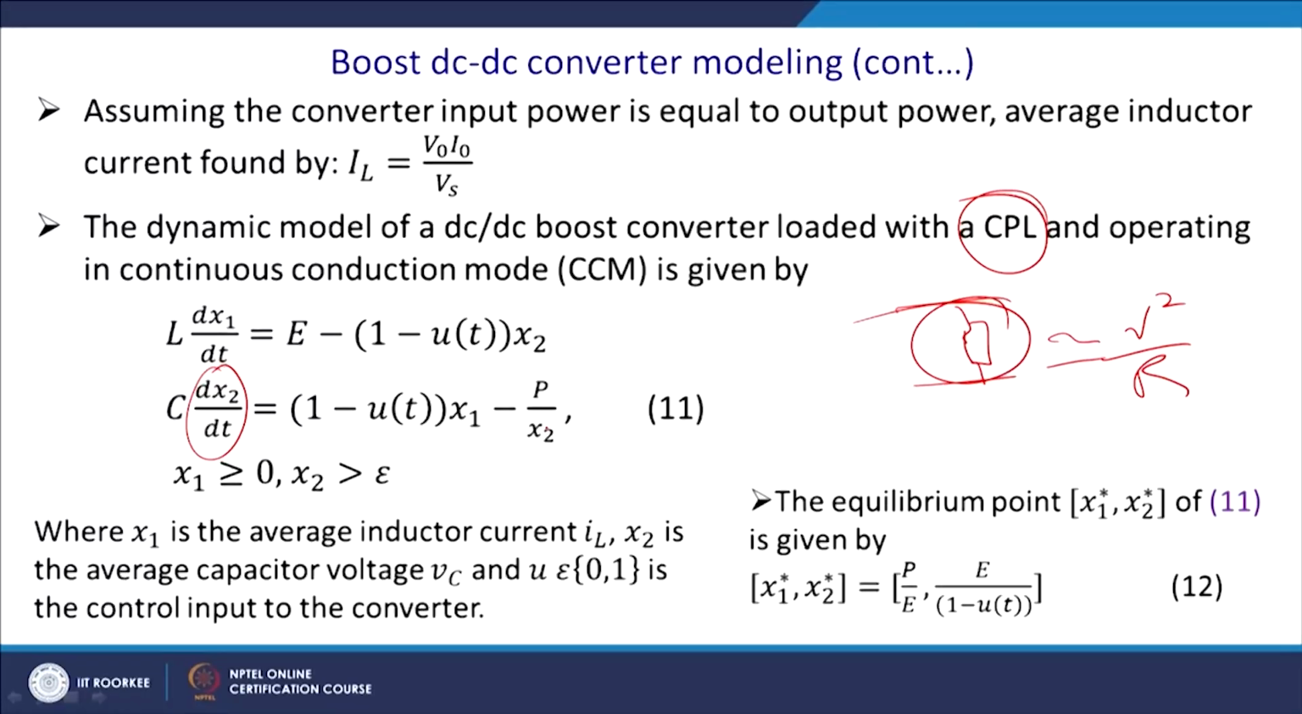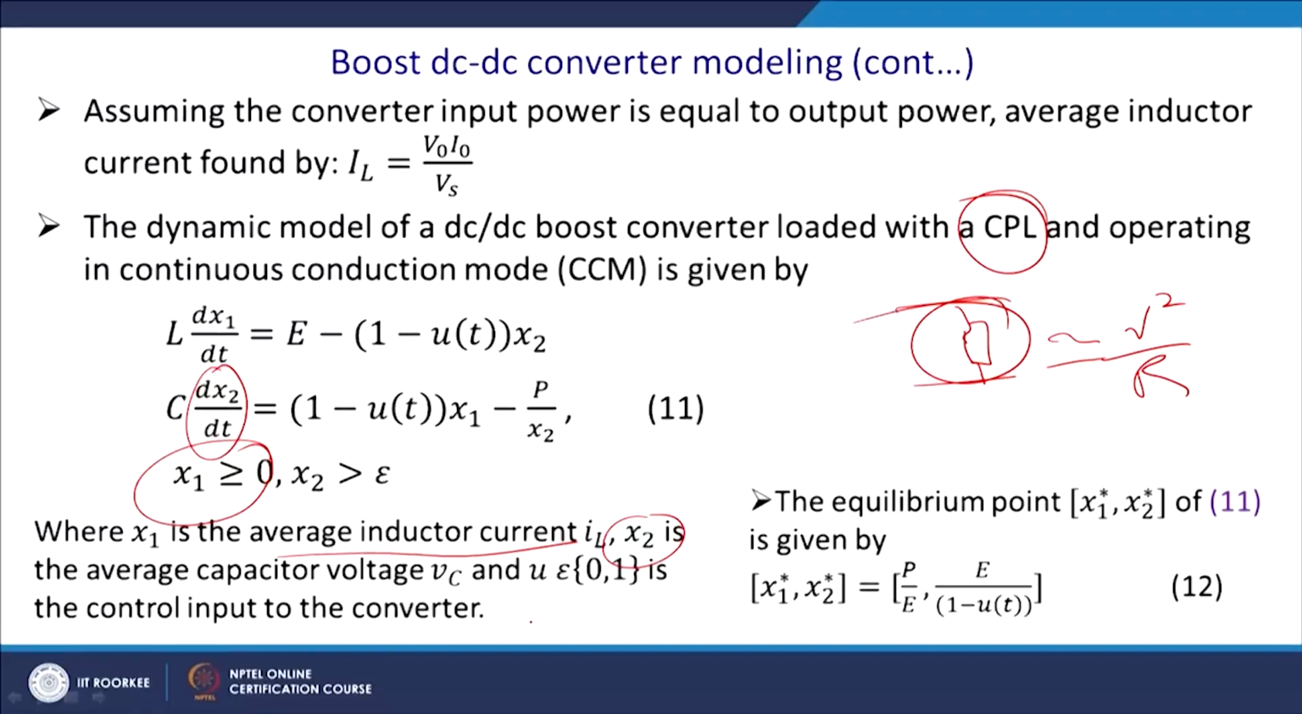So, x1 is greater than 0, and x2 should be a small number. Now, we define x1 and x2, where x1 is the average inductor current, which is greater than 0, and x2 is the average capacitor voltage Vc. These are called the state variables: the current through the inductor and the voltage across the capacitor. U is the controllable input of the converter. Essentially, this is a switching.